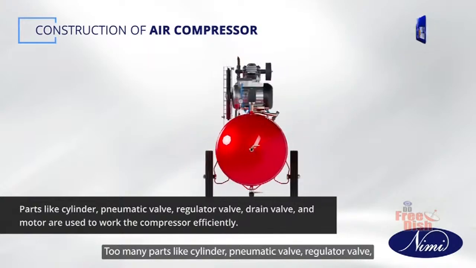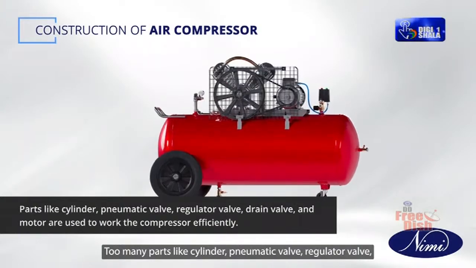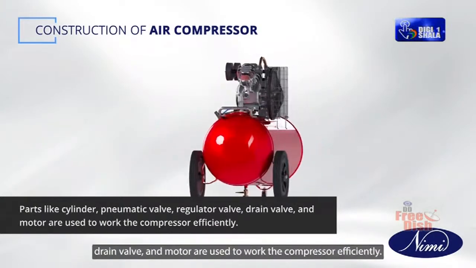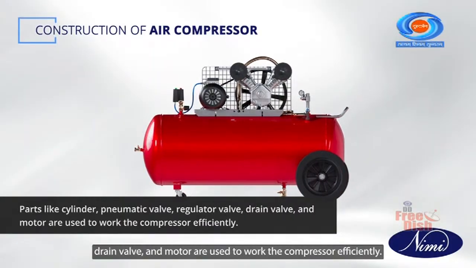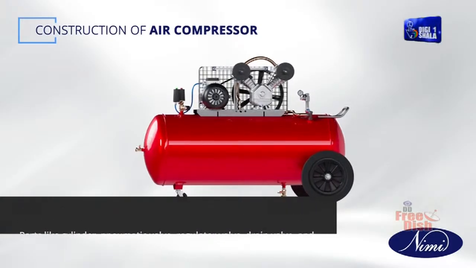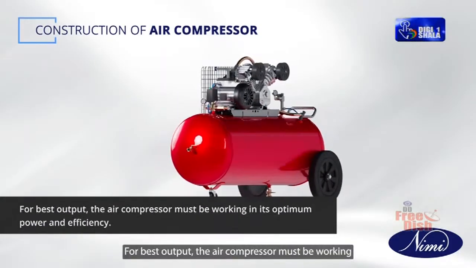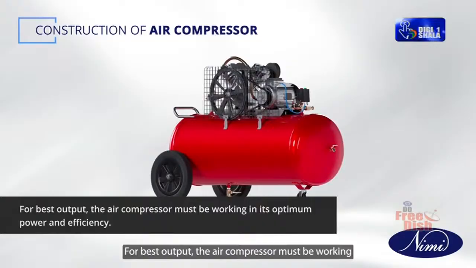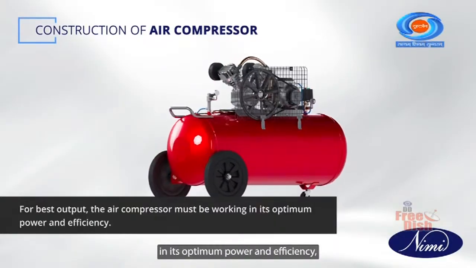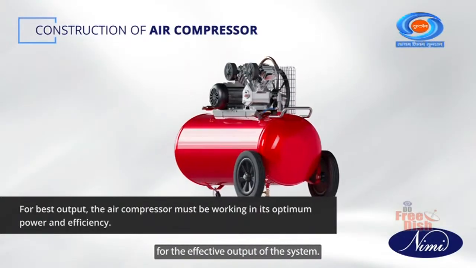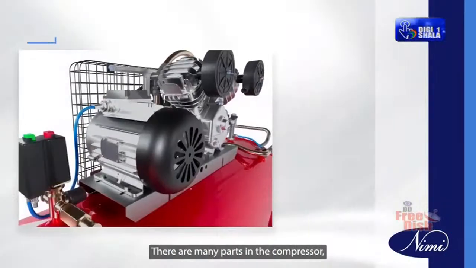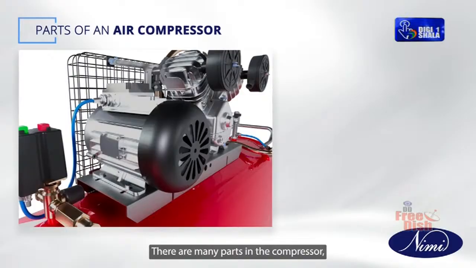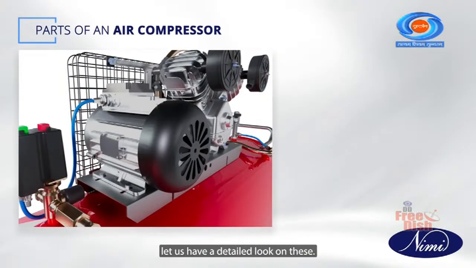Many parts like cylinder, pneumatic valve, regulator valve, drain valve and motor are used to make the compressor work efficiently. For best output, the air compressor must be working at its optimum power and efficiency for the effective output of the system. There are many parts in the compressor. Let us have a detailed look at these.